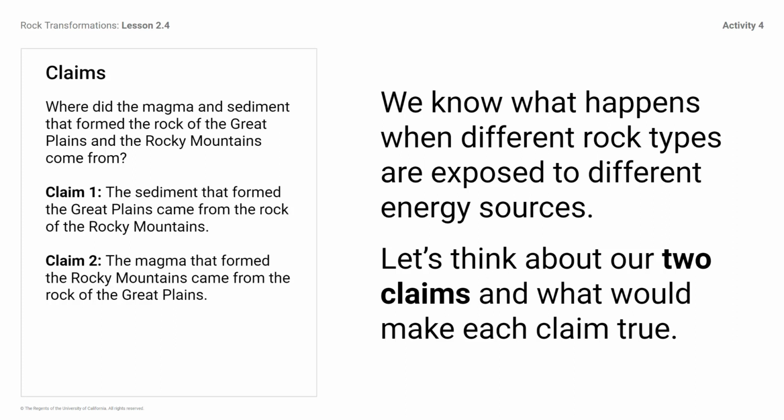Claims. Where did the magma and sediment that formed the rock of the Great Plains and Rocky Mountains come from? Claim 1. The sediment that formed the Great Plains came from the rock of the Rocky Mountains. Claim 2. The magma that formed the Rocky Mountains came from the rock of the Great Plains. We know what happens when different rock types are exposed to different energy sources. Let's think about our two claims and what would make each claim true.